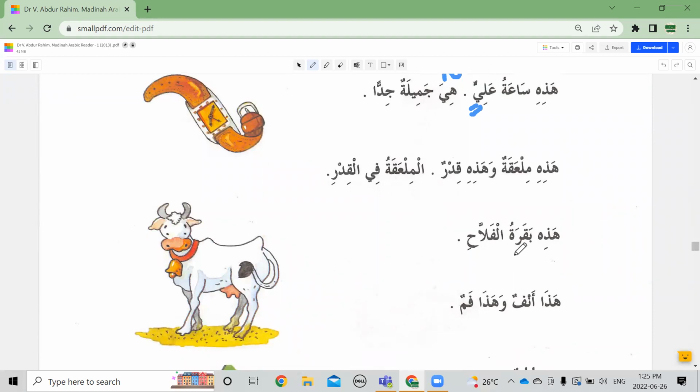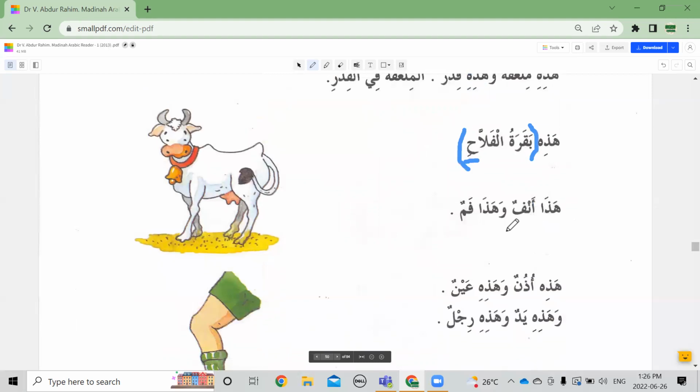Hazihi bakaratul fallahi. This is the farmer's cow. Fallah is farmer. This is farmer's cow, right? This is Murakkab Idhaafi.